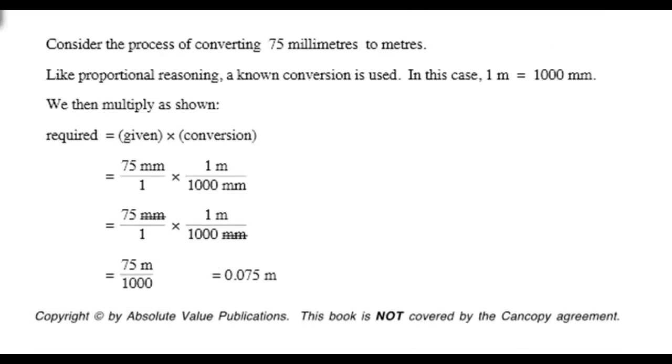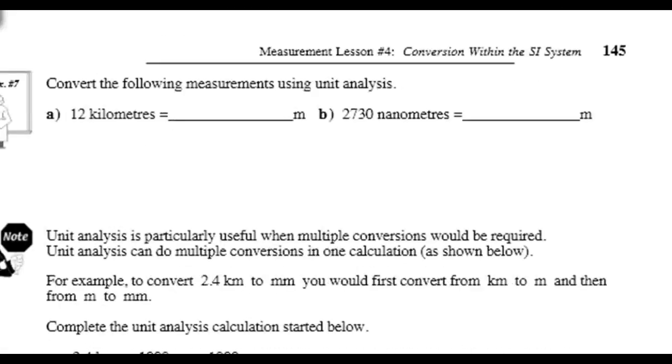And I'm going to just jump through a few examples, starting on example number 7 here. It says, convert the following measurements using unit analysis. Well, what does it say here? We want to go from 12 kilometers to meters. So we always start with what we have here. So we have 12 kilometers, and we want to end up with some value in meters.